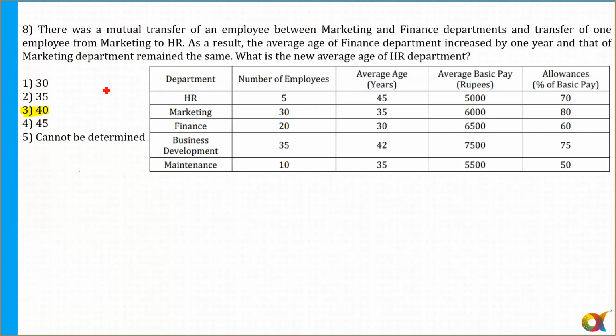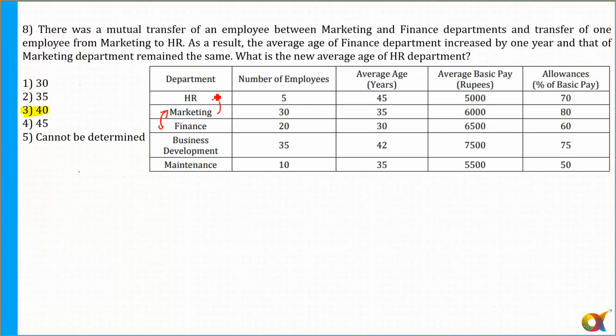Now it says there was a mutual transfer of an employee between marketing and finance. So there is a transfer between marketing and finance. And a transfer of one employee from marketing to HR. The one employee is moving from marketing to HR.